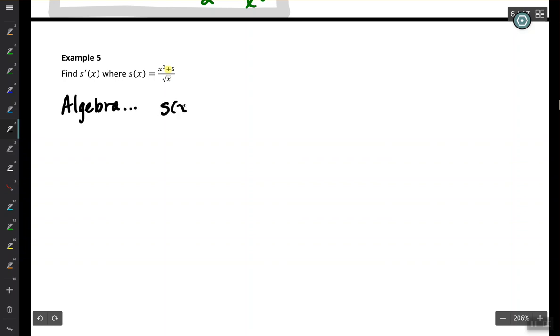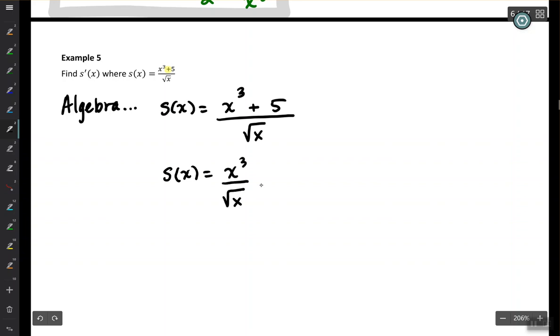Your function, x cubed plus 5 divided by the square root of x, that is x cubed divided by the square root of x plus 5 divided by the square root of x. I decomposed that fraction.